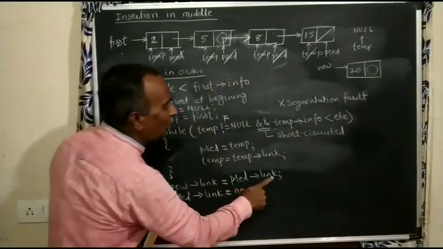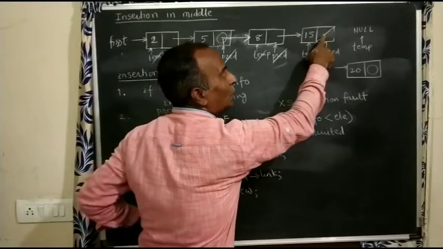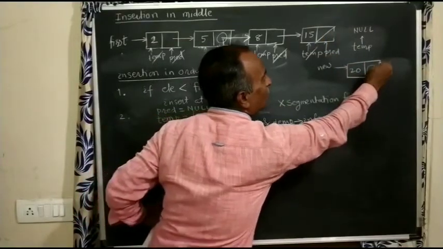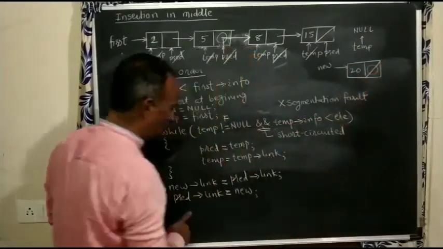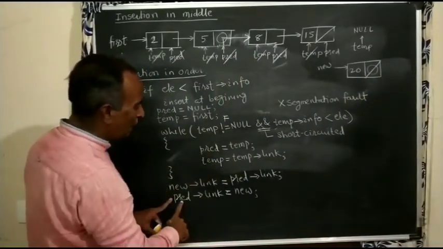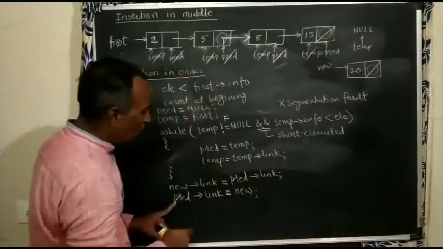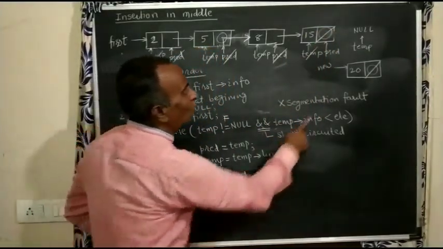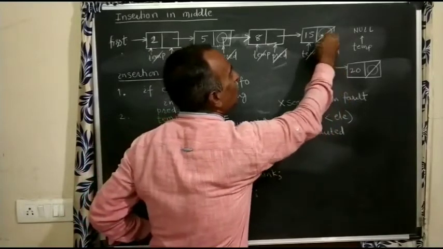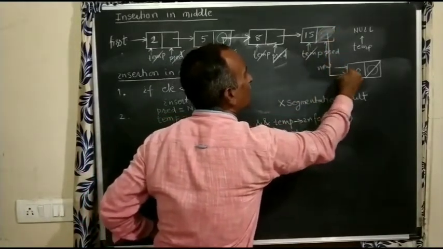What are you doing? Pred's link. What is pred's link field? Null. So null is given to this, so this will always become null. In this case, new's link is set first. Then pred's link you are setting. What is given to this field? New. This node's address is given to this field. Now it won't be null. It will have this node's address.